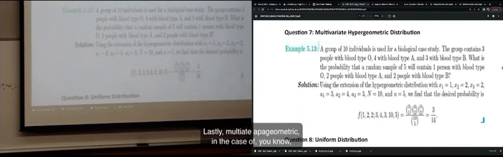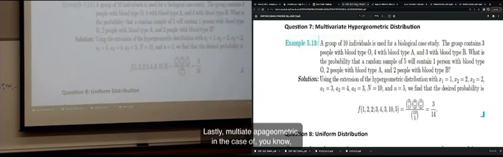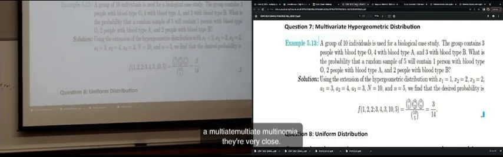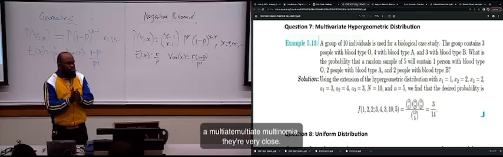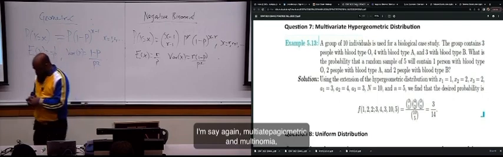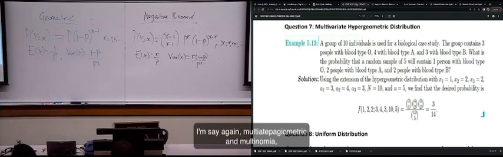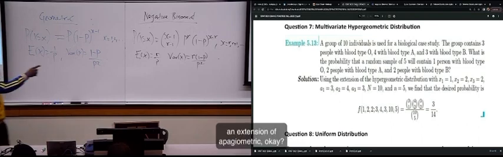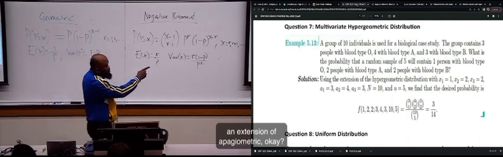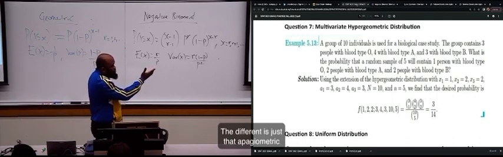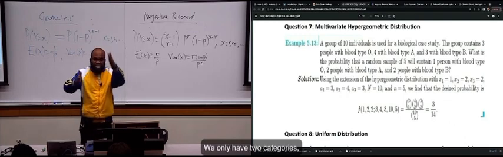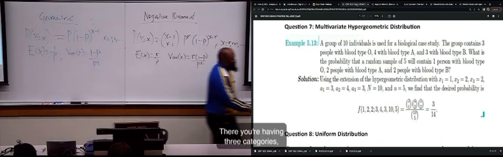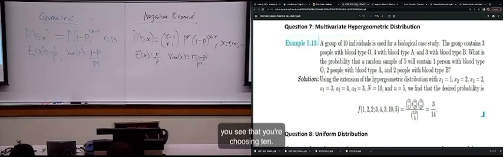Lastly, multivariate hypergeometric. Multivariate hypergeometric and multinomial are very, very close. I'm going to say that again. Multivariate hypergeometric and multinomial are very close. This is an extension of hypergeometric. The difference is that with the hypergeometric that I showed you the other time, we only have 2 categories. But here we have more than 2 categories. Then you're having 3 categories. You see that? You're choosing 10.